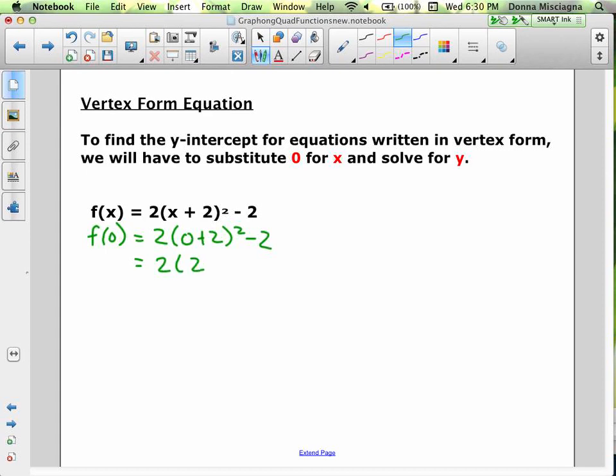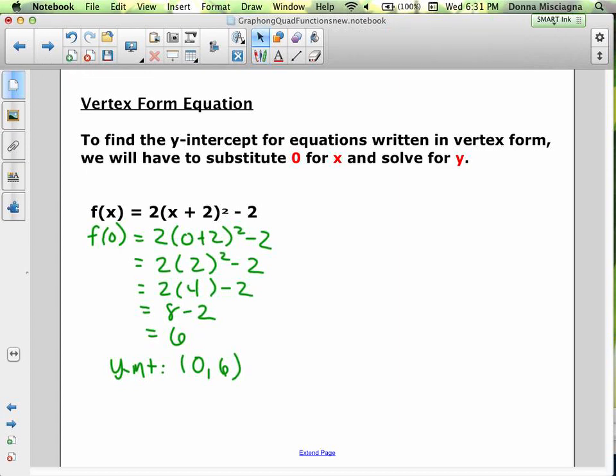So I've got 2 times 2 squared minus 2. Remember to square first. So this would be 2 times 4 minus 2. Well, 2 times 4, that's 8. And 8 minus 2, that's 6. So my y-intercept is the point (0, 6). How about that? Got the same point.